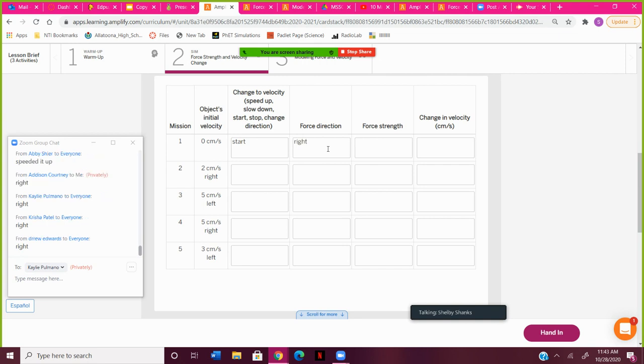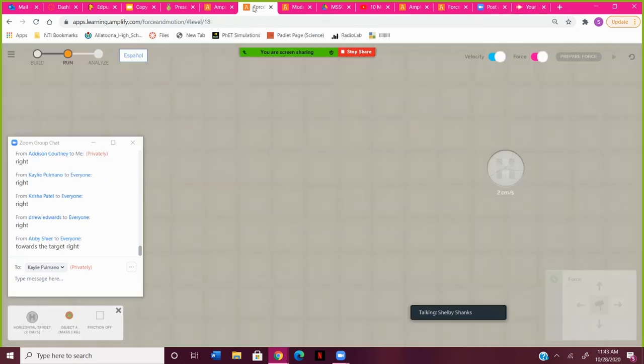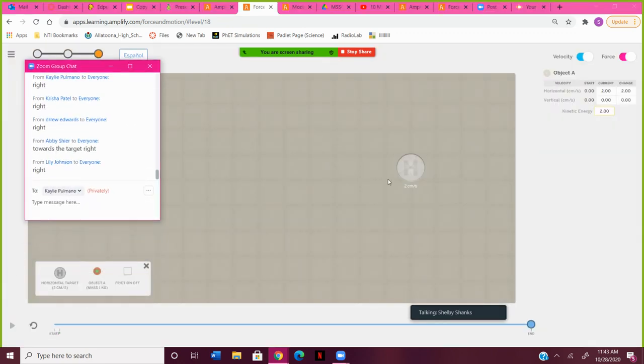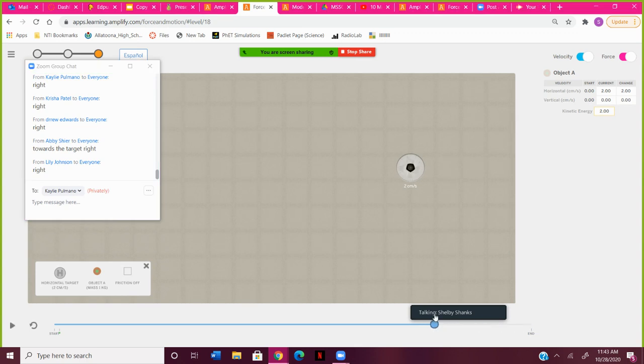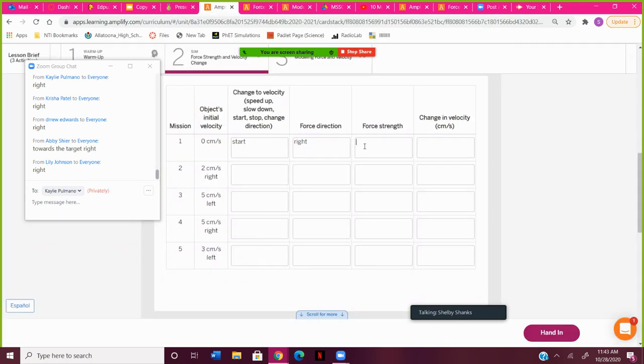Now, this is where I did not go into detail. So the force strength. All right. If I go back to analyze, you guys will see down here, they call it the scrubber bar, and I'm not really sure why they call it a scrubber bar. But if I go back enough, you're going to be able to see the strength of my arrows. All right, so that is the strength of my arrow, that 20 right there. Okay, so when I go up into my table, all I'm going to put for force strength is 20.